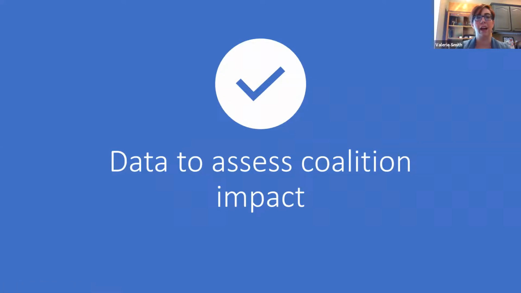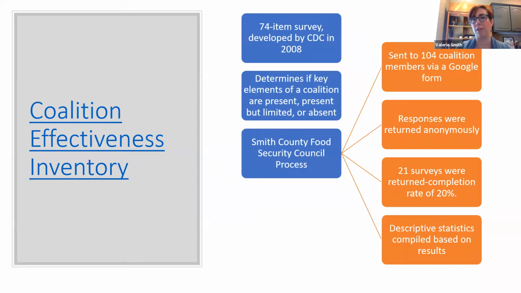And then I'm just going to conclude by talking about our data that we've used to assess our coalition impact. It's just a tool that I wanted to make sure everyone was aware of. So the CDC developed a coalition effectiveness inventory back in 2008. It asks a bunch of questions, like 74. So it does take a hot minute to fill out, right? But that asks people who are participating in the coalition to say whether these elements are present, present but limited, or absent.